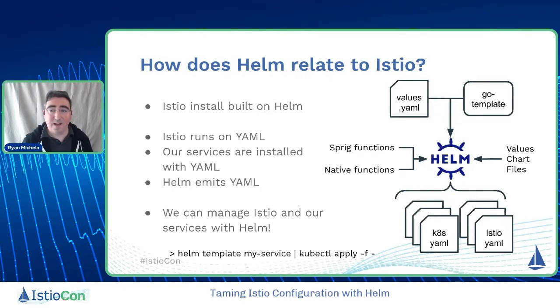You see, Helm isn't just a package manager for Kubernetes. It's a general purpose Go template engine with some Kubernetes specific idioms sprinkled in. So if Istio runs on YAML and Helm can emit arbitrary YAML, we can manage all of the aspects of our Istio configuration with Helm, not just the initial installation.